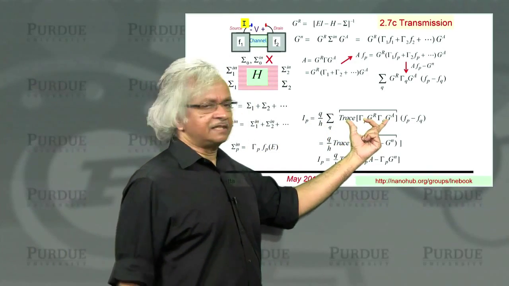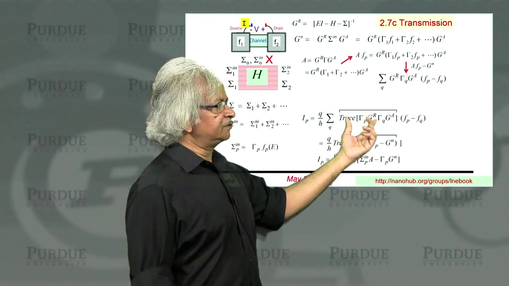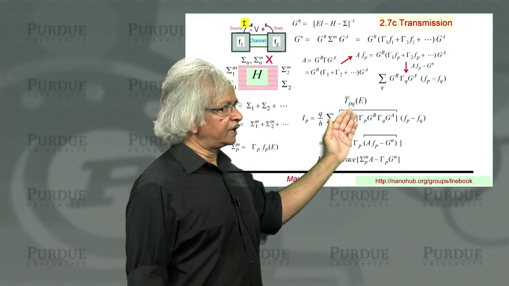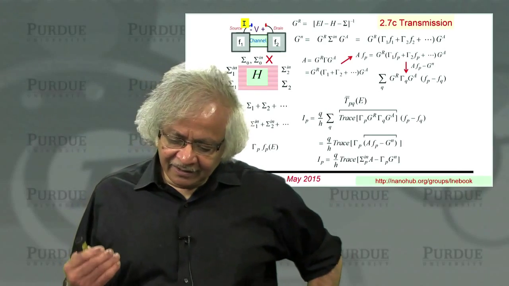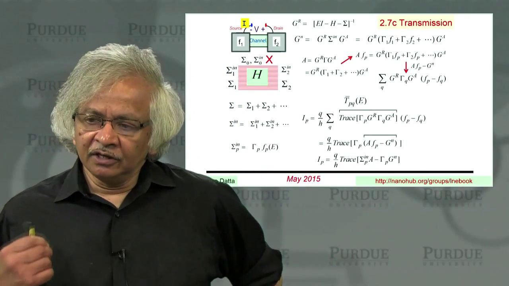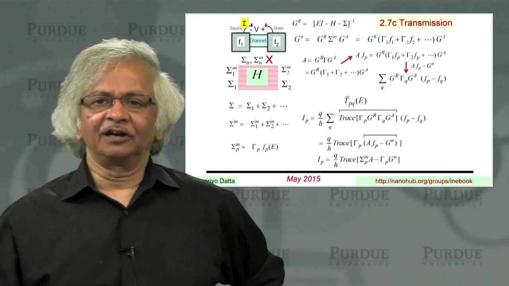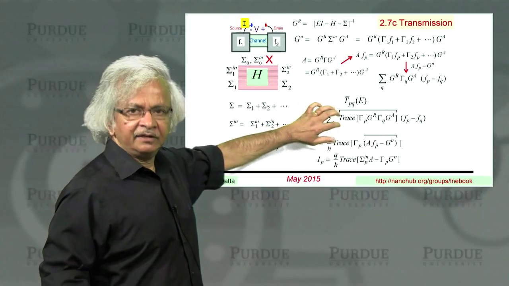That is, what appears here is what in the Landauer-Büttiker formalism would have been called the transmission, T_pq. Okay? And the reason it's called transmission is that this quantity can be interpreted in terms of the probability that an electron can transmit from one contact to another. And in the rest of this lecture, I'll try to explain this point.